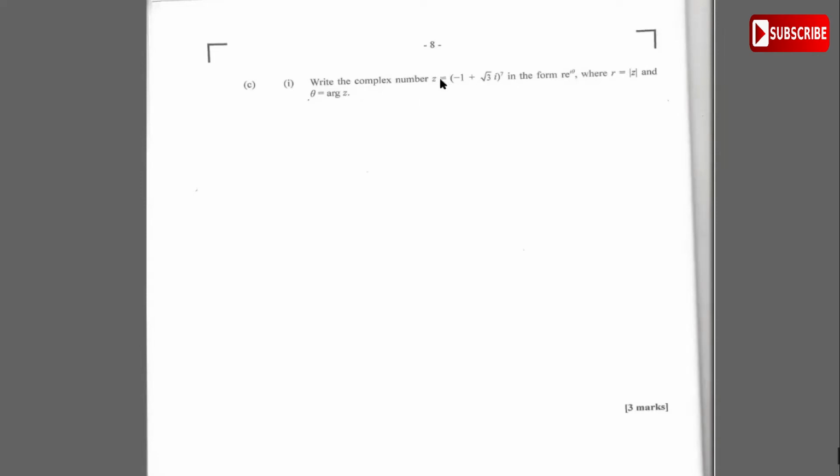So first, I want to call this piece inside here p. I'm going to call it p to the 7th power, just for now. So the part that is p, I'm saying p is equal to minus 1 plus root 3i.